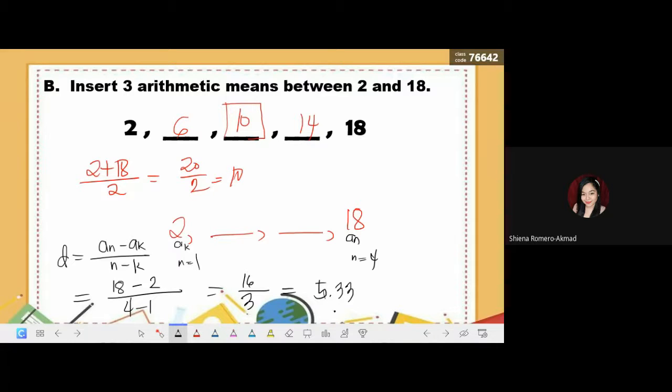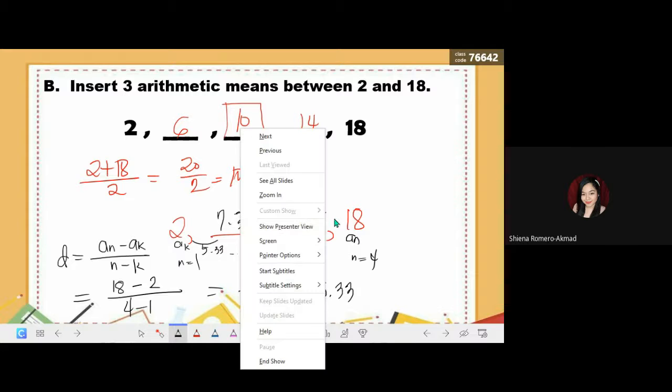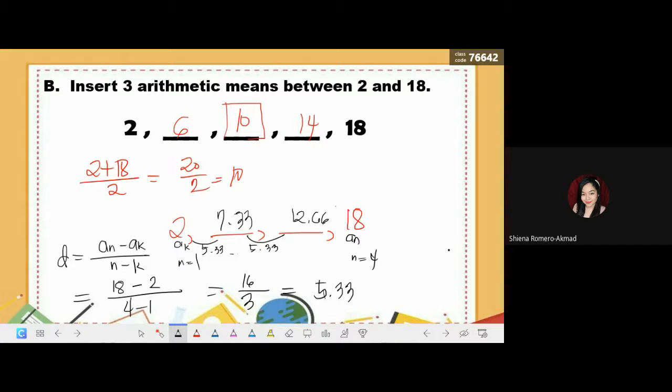So the difference is 5.33. We add it. 5.33 plus 2 is 7.33, plus 5.33 we'll have, it has a continuing 3, 3, 3, and so on. Add again, we'll have 12.66 and so on. Okay? Let's make it exact so that when you look at the example, you won't be confused.